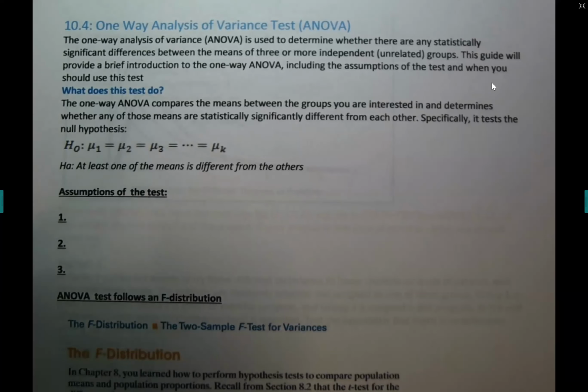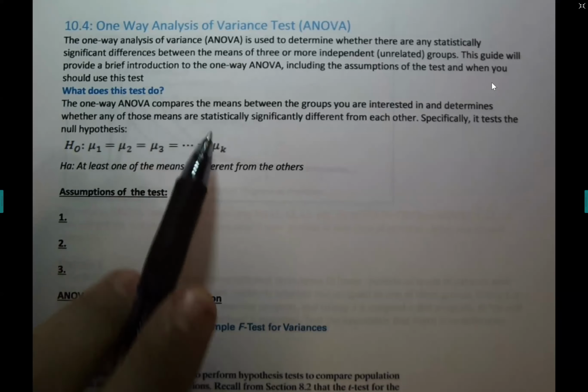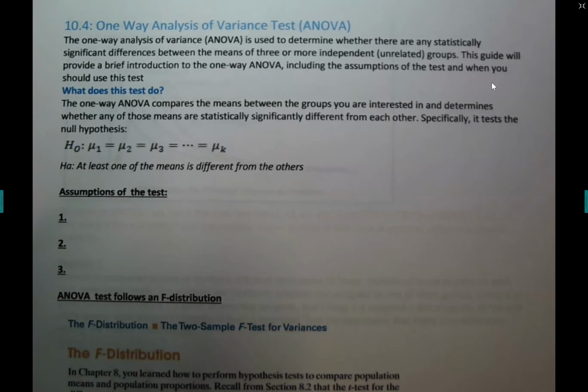Okay. What does this test do? The one-way ANOVA test compares the means between the groups you are interested in and determines whether any of those means are statistically significantly different from each other. Specifically, it tests the null hypothesis.